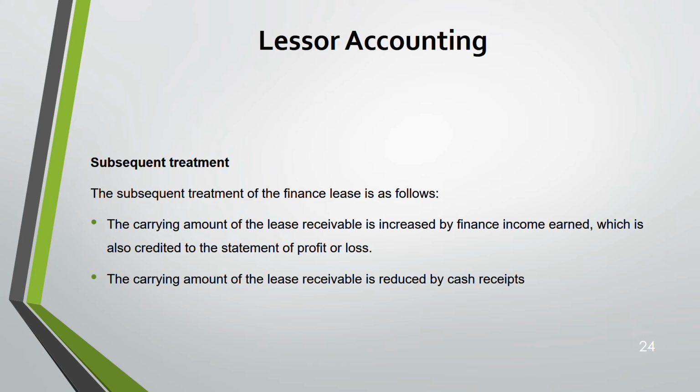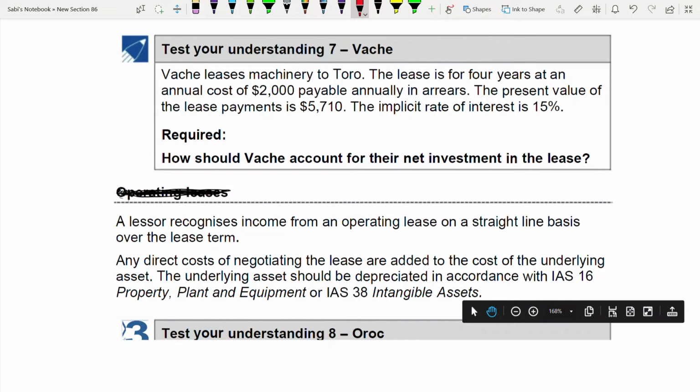Okay, so we'll do a question now shortly to understand this initial treatment and subsequent treatment. Test understanding 7. So here in test understanding 7, machinery is leased, where she has leased machinery to Toro. The lease is for 4 years. Annual cost is 2000, payable annually.